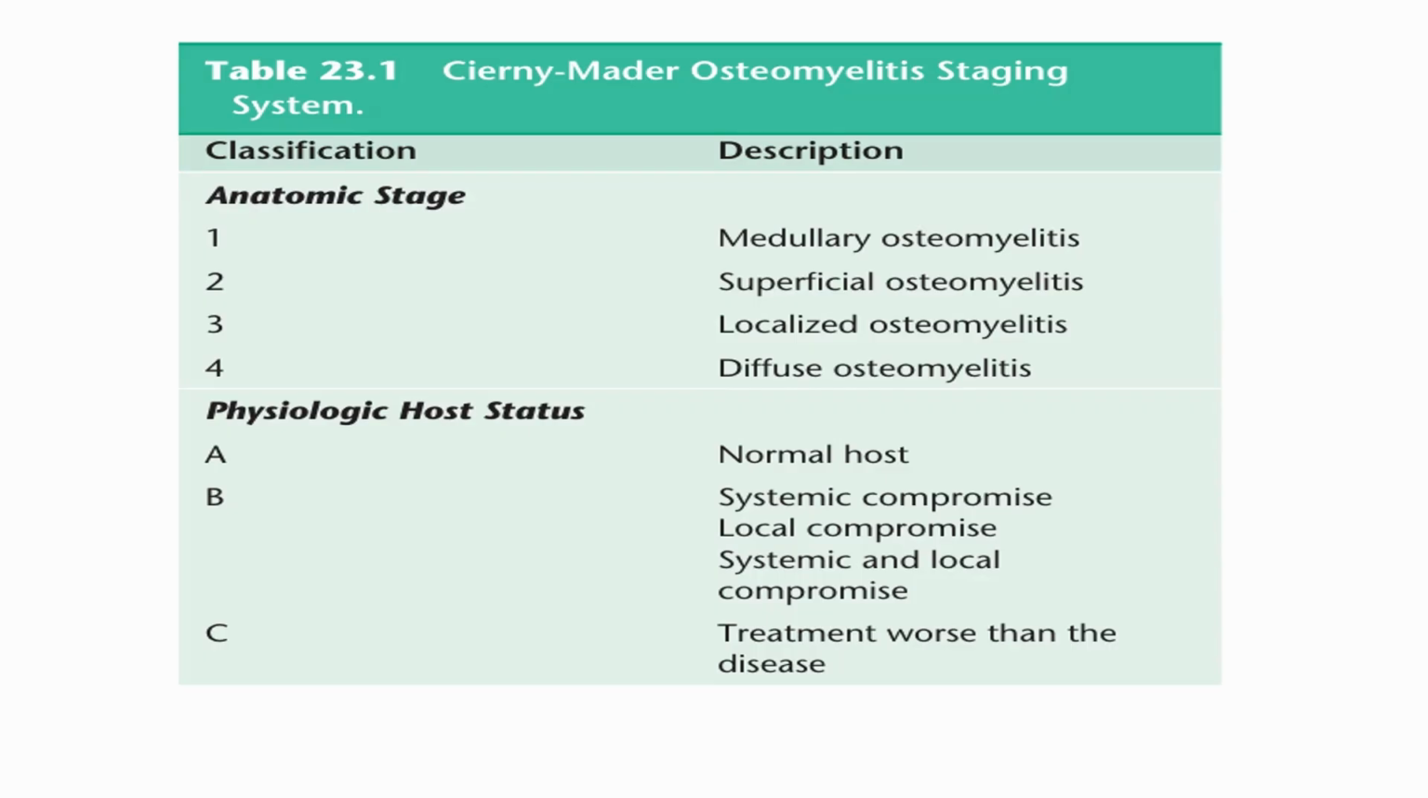And depending on the physiological status of the host, type A is a normal host, type B is a host with systemic or local compromise, with diseases like sickle cell disease, and type C is a host where the patient is so severely compromised that the required surgery would be worse than the disease itself.